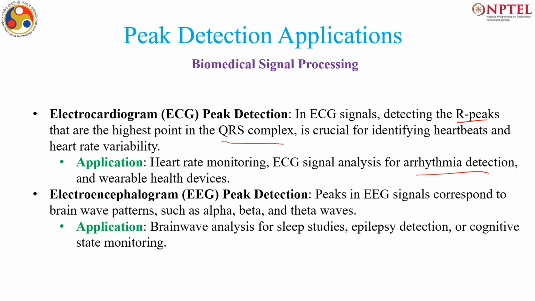EEG signal, for example, is another area where peak detection is useful, specifically to find brainwave patterns like alpha waves, beta waves and theta waves. This is helpful in analysis of sleep studies, like how is the quality of your sleep, whether you have epilepsy or not, or cognitive state monitoring, such as how cognitively active you are, whether you are facing some kind of fatigue or tiredness. So these are using peak detection at the back end.